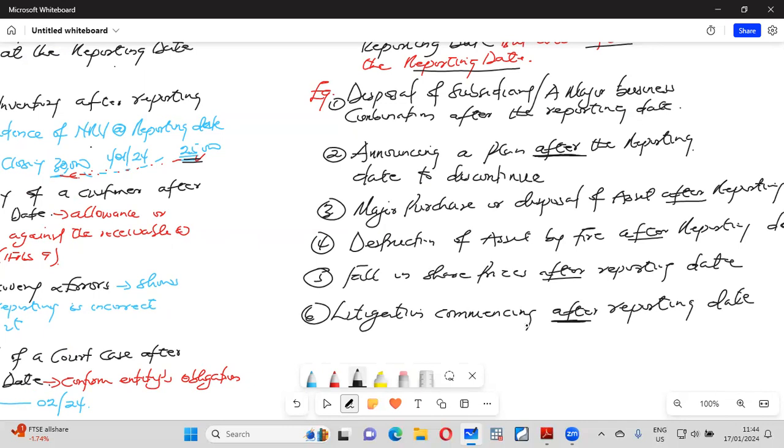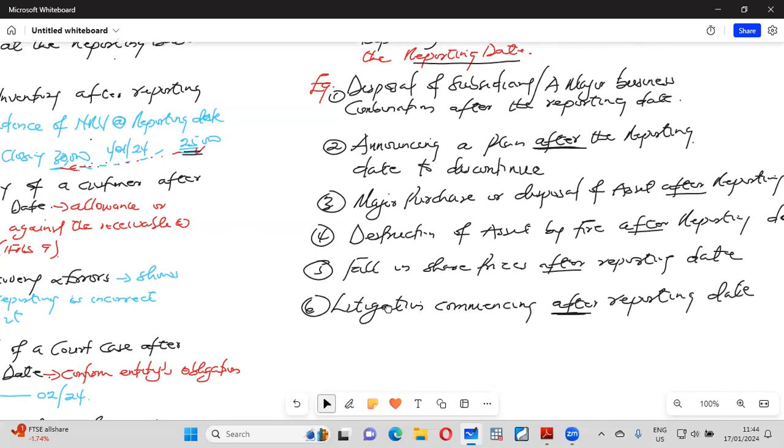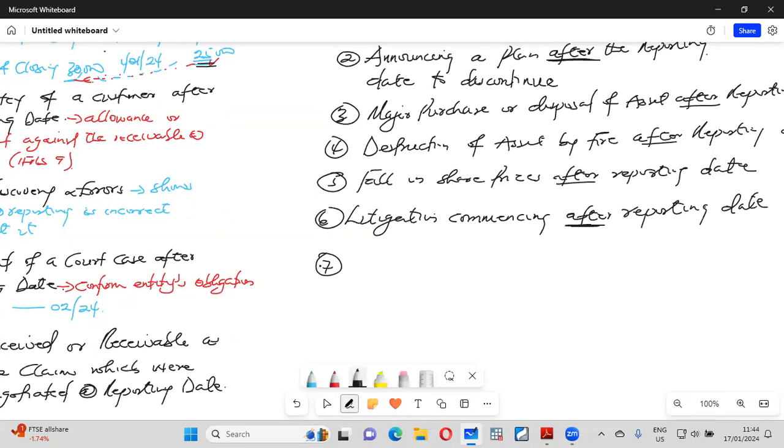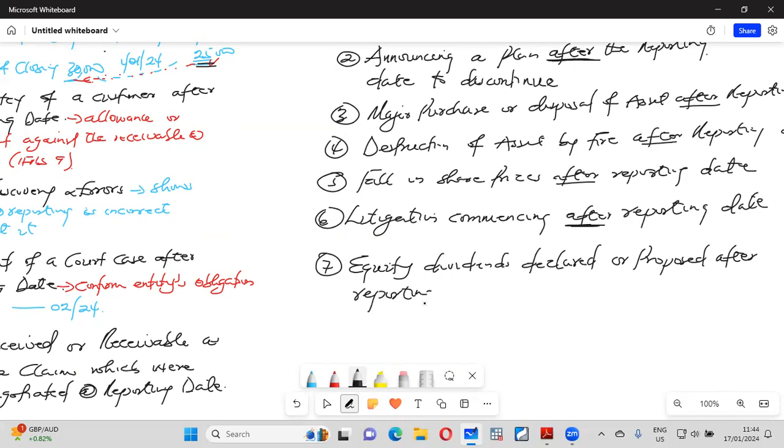Okay. So let me also make this one, which is very, very important to me because we tend to miss on these ones. Equity dividends declared or proposed after the reporting date. This thing happens in real life a lot, and it's a non-adjusting event. You don't have to change any figure in your financial statement because what happens is that most of the time, after the financial statements are authorized for issue, that is when the directors and the shareholders now sit to do dividend declaration.